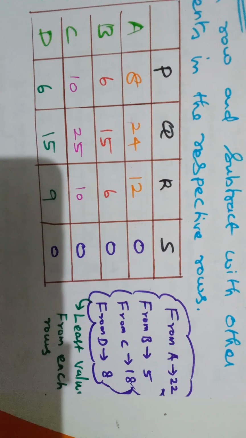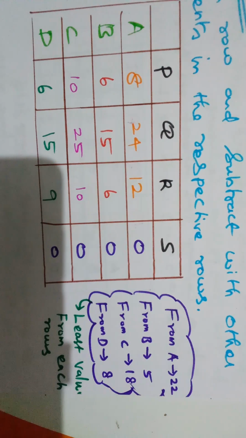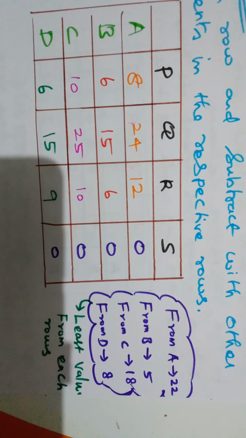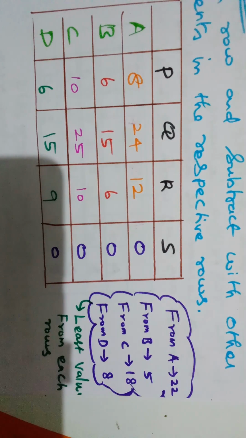The same procedure for the next three rows, B, C, D. From B, 5 is the least value: 11 minus 5 is 6, and then 20 minus 5 is 15, 11 minus 5 is 6, and then 5 minus 5 is 0. From the third row, 18 is the least value: 28 minus 18 is 10, and then 43 minus 18 is 25, 28 minus 18 is 10, and 18 minus 18 is 0.